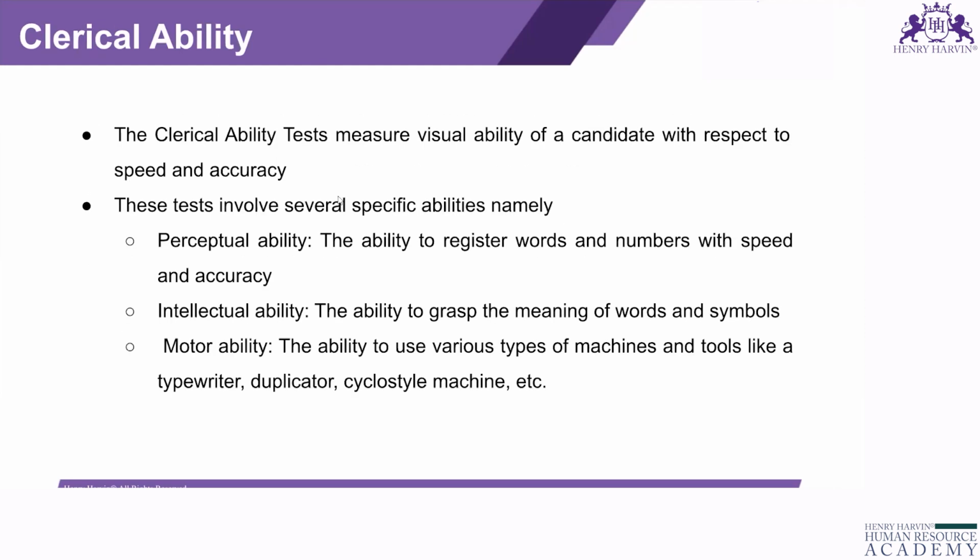Then there is this clerical ability. The clerical ability test measures the visual ability of a candidate with respect to speed and accuracy. So we need speed plus accuracy as well. There will be a few tests under this, which will be perceptual ability, which is the ability to register words and numbers with speed and accuracy. Then intellectual ability, the ability to grasp the meaning of words and symbols.